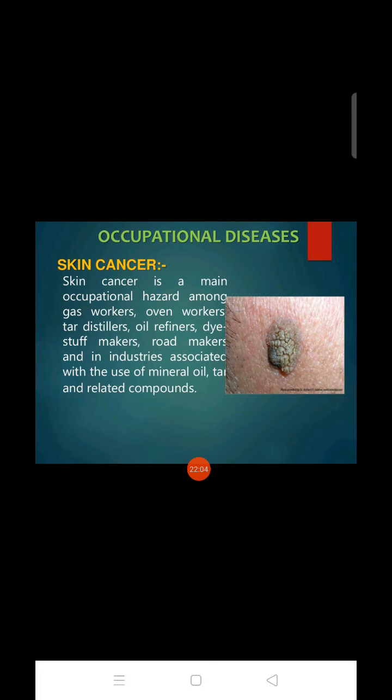Next, skin cancer is a main occupational hazard among gas workers, oven workers, tar distillers, oil refiners, dyestuff makers, road makers, and industries associated with the use of mineral oil and tar-related compounds. Those working in this particular area have a chance of getting skin cancer.